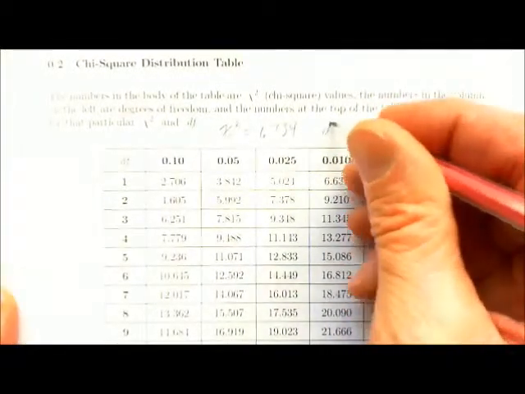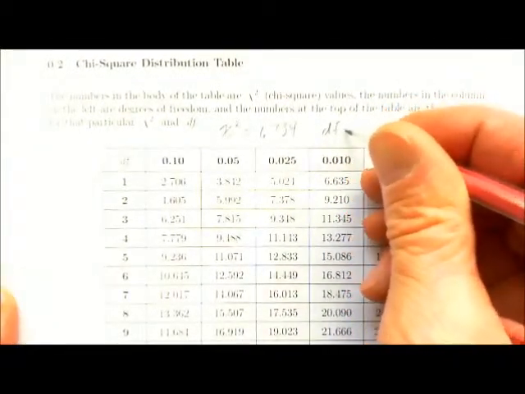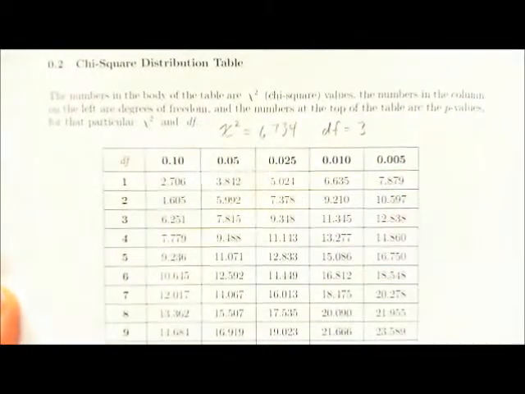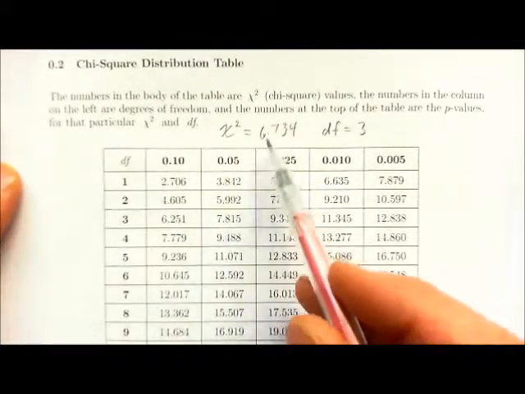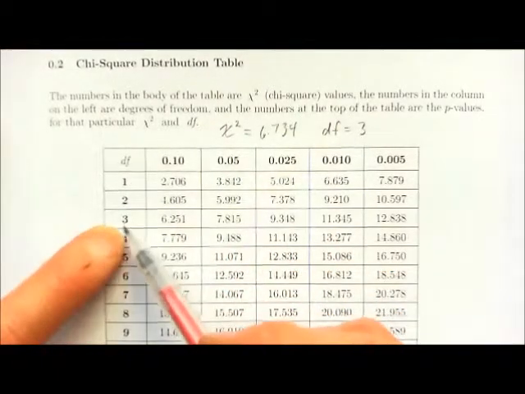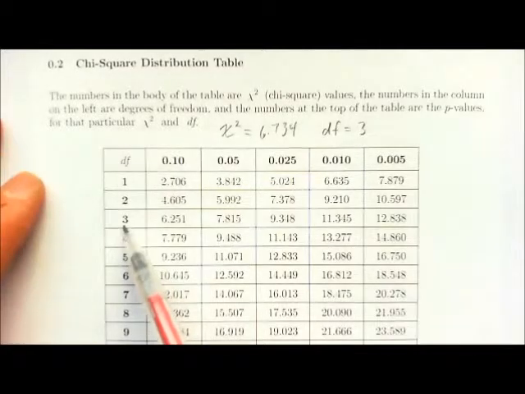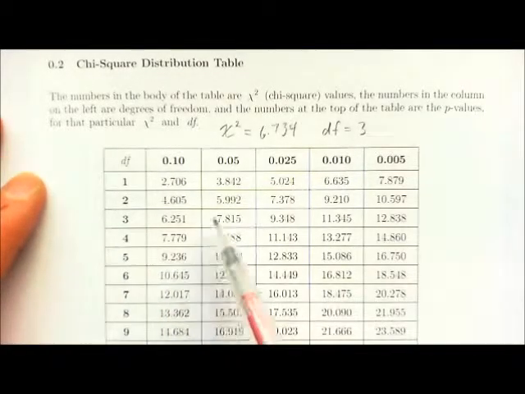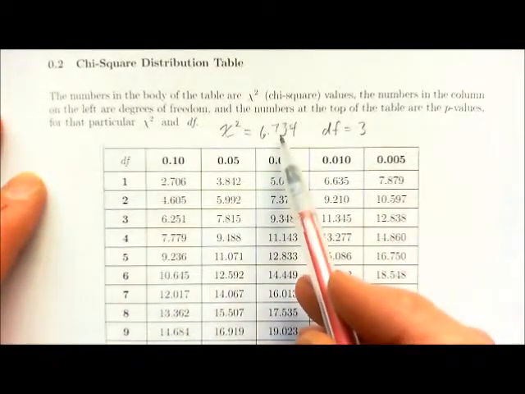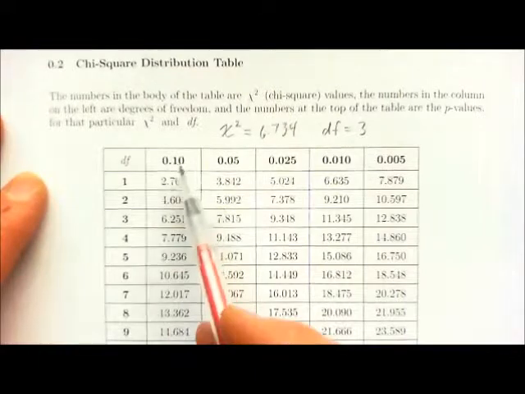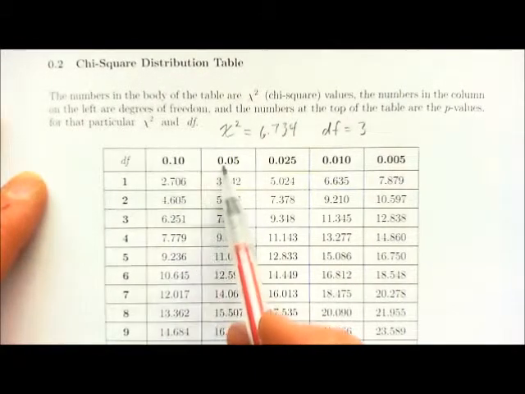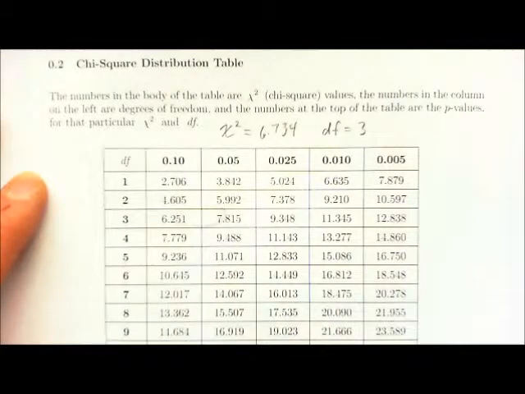And our degrees of freedom was 3. So we use this table just like we used the table for the t distribution. We go down until we're in the row for our degrees of freedom, which is 3, and we go across and see where our chi-square fits. Our chi-square in this case fits right in here, and so that means our p-value is somewhere between 0.10 and 0.05.